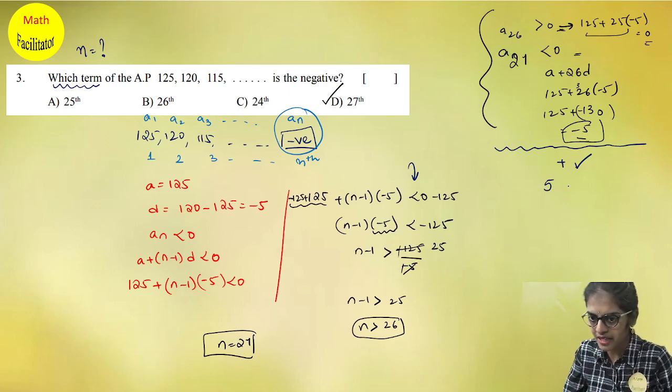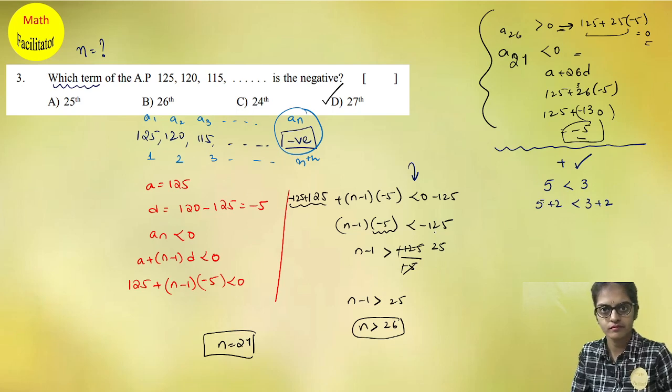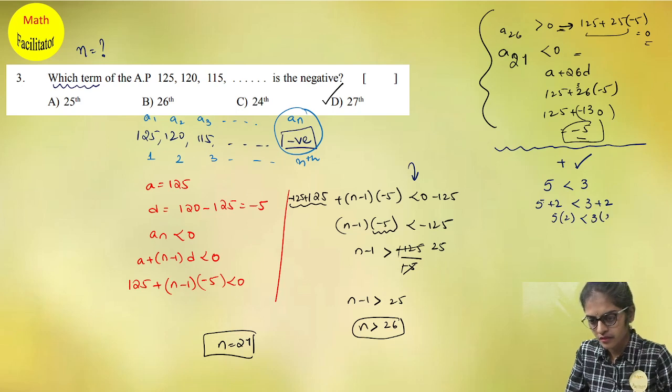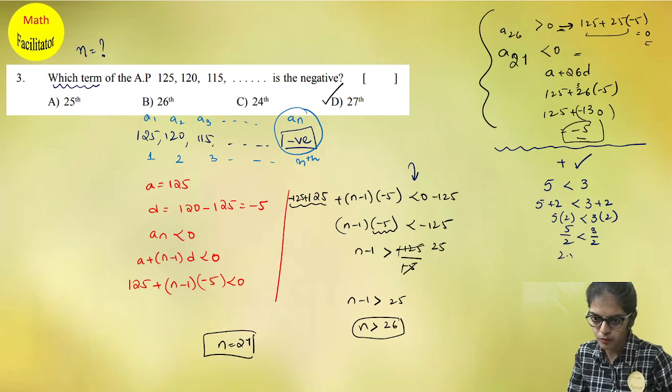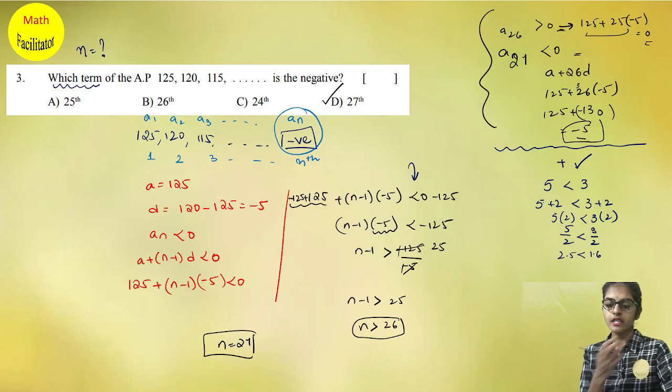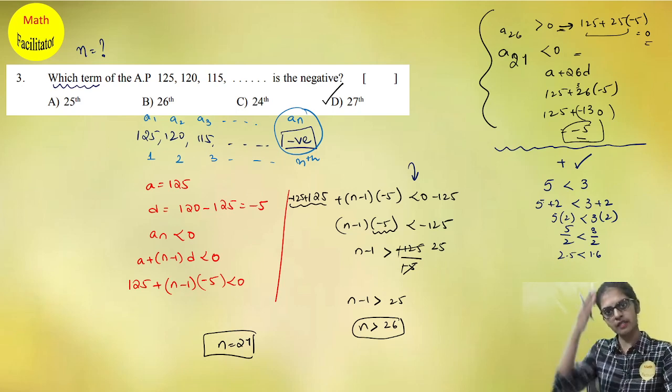For example, I have 5 less than 3. If I add 2, 5 plus 2 will be less than 3 plus 2. 5 into 2 will be less than 3 into 2. Able to understand? 5 by 2 will be less than 3 by 2. 5 by 2 is 2.5, and 3 by 2 means 1.6 something. Are you able to understand? Whenever you do this with positive values on both sides, the inequality remains the same. Less than will remain less than only. If it is greater than, it will remain greater than only.